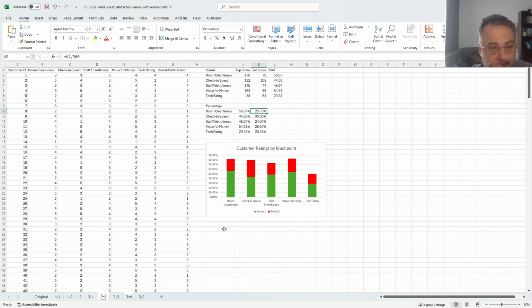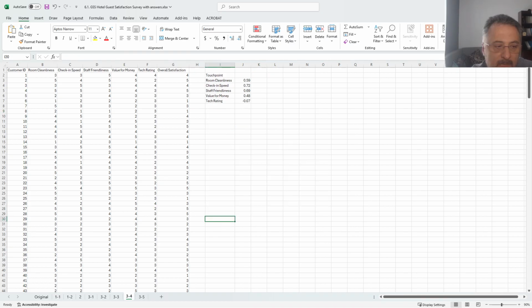Now, the last one I'm going to talk about is a little bit more important, from the perspective of identifying which touch point and overall satisfaction have a relationship, and what kind of relationship they have. We do this, the goal here is to calculate the correlation coefficient between each touch point and overall satisfaction to identify the strength and direction of their relationship.